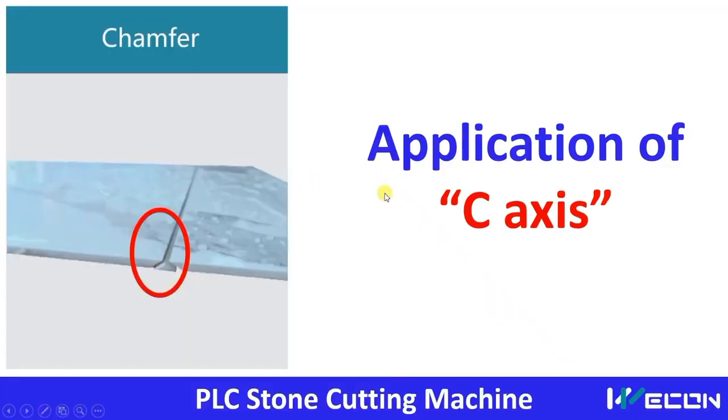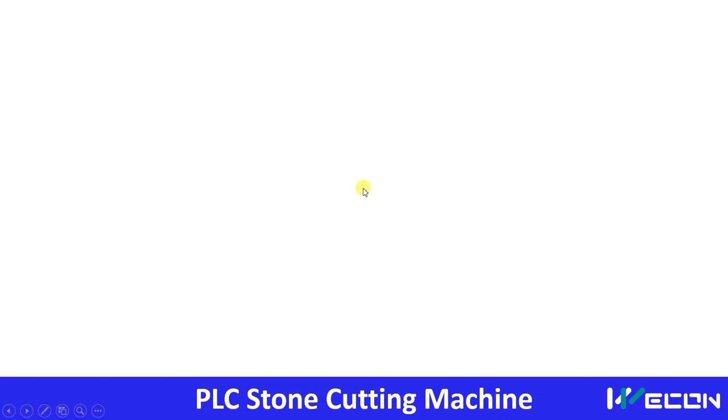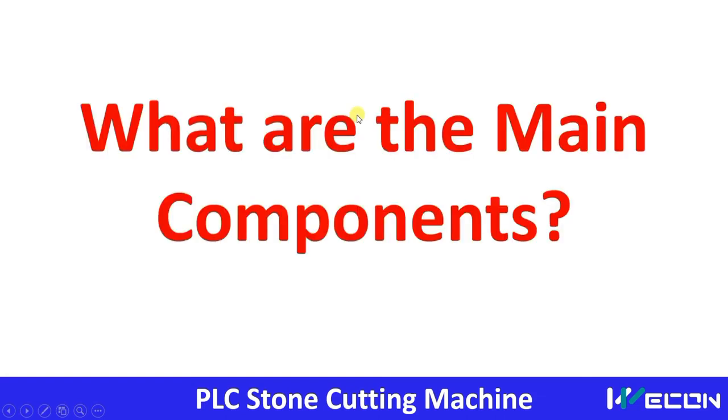Here you can observe this is the application of C axis. This cut you can see is not possible with the ordinary XYZ axis. So this slanted cutting is possible through C axis only, and this process is called chamfering process. Now we will see what are the main components through which this machine is built.